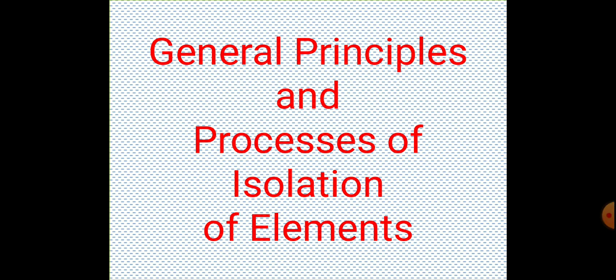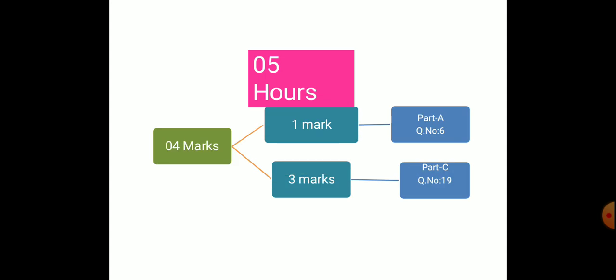I'm going to start a new chapter, that is Unit 6 in your Part 1 textbook, General Principles and Process of Isolation of Elements. In this chapter, you are going to get totally 4 marks. Out of these 4 marks, 1 mark is from Part A question and 3 marks is from Part C.